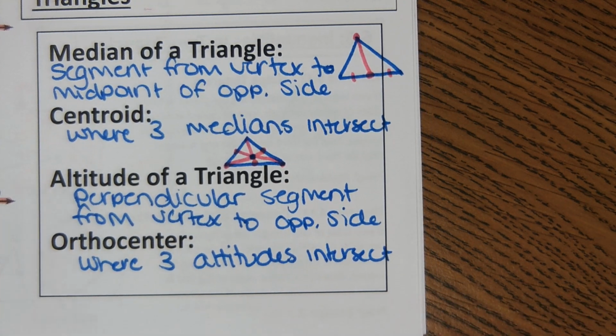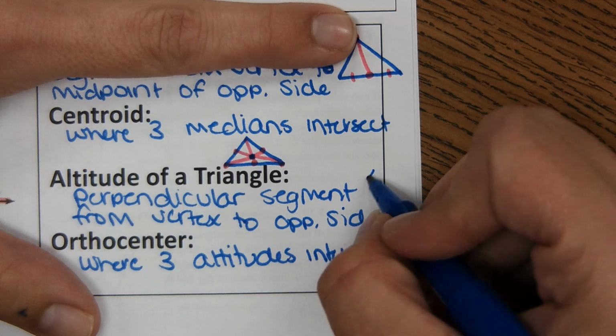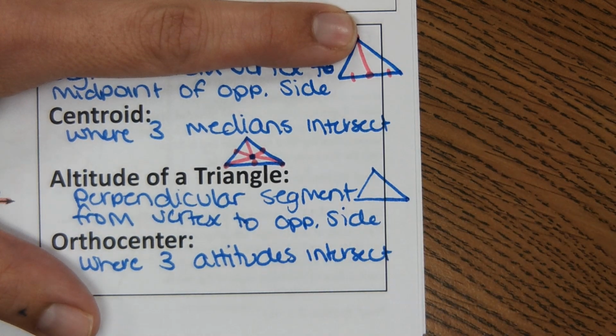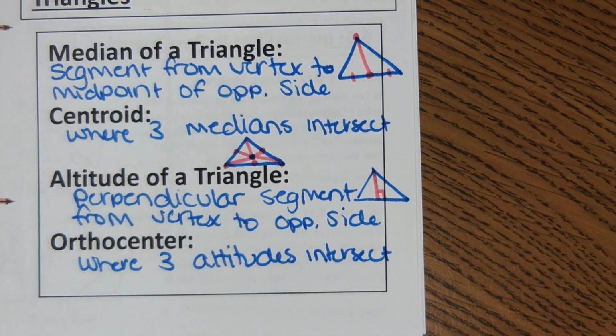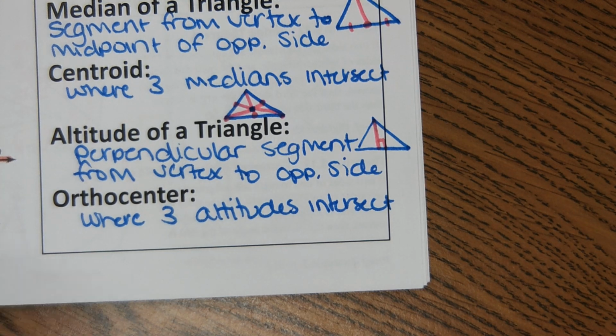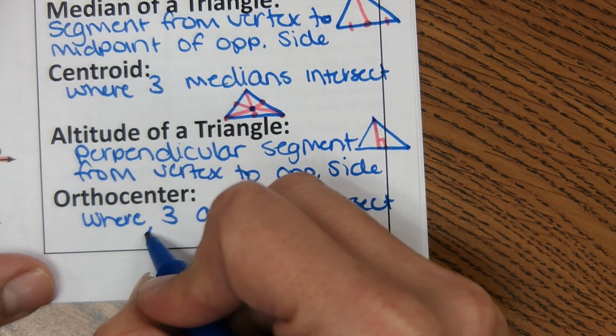And then an altitude of the triangle is the perpendicular height. So if you have a triangle, the altitude is from the vertex and it creates a 90-degree angle with the opposite side. And then the orthocenter is where the three altitudes intersect.